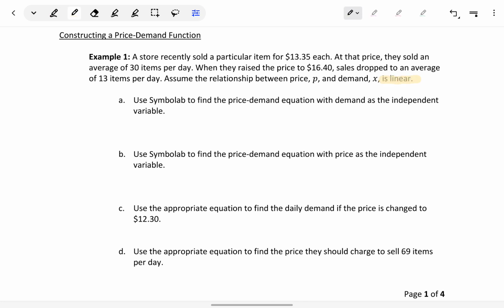That's an important piece of information because it's telling us that we're going to construct an equation of the form y equals mx plus b, a straight line equation through these 2 points. Then we're told in part A to use Symbolab to find the price-demand equation with demand as the independent variable.